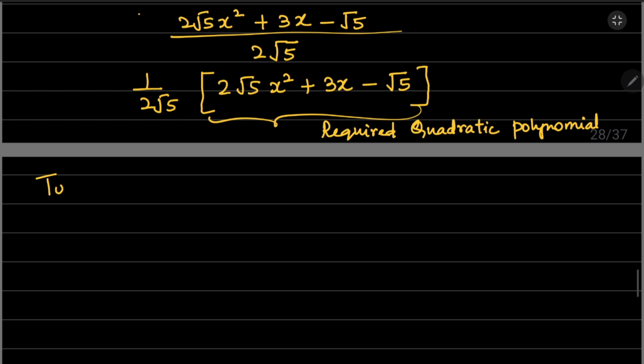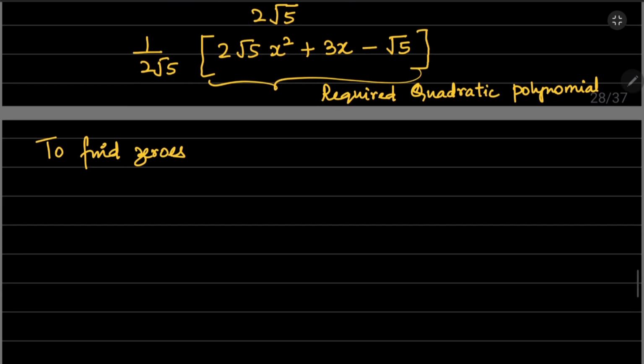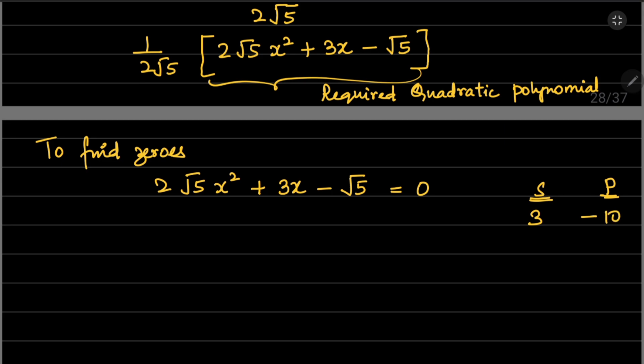Now to find zeros, we have to equate the polynomial to 0. So what is the polynomial? 2 root 5 x square plus 3x minus root 5 equal to 0. Get the sum and the product in order to do the factorization. Sum is 3 and product is minus 10.